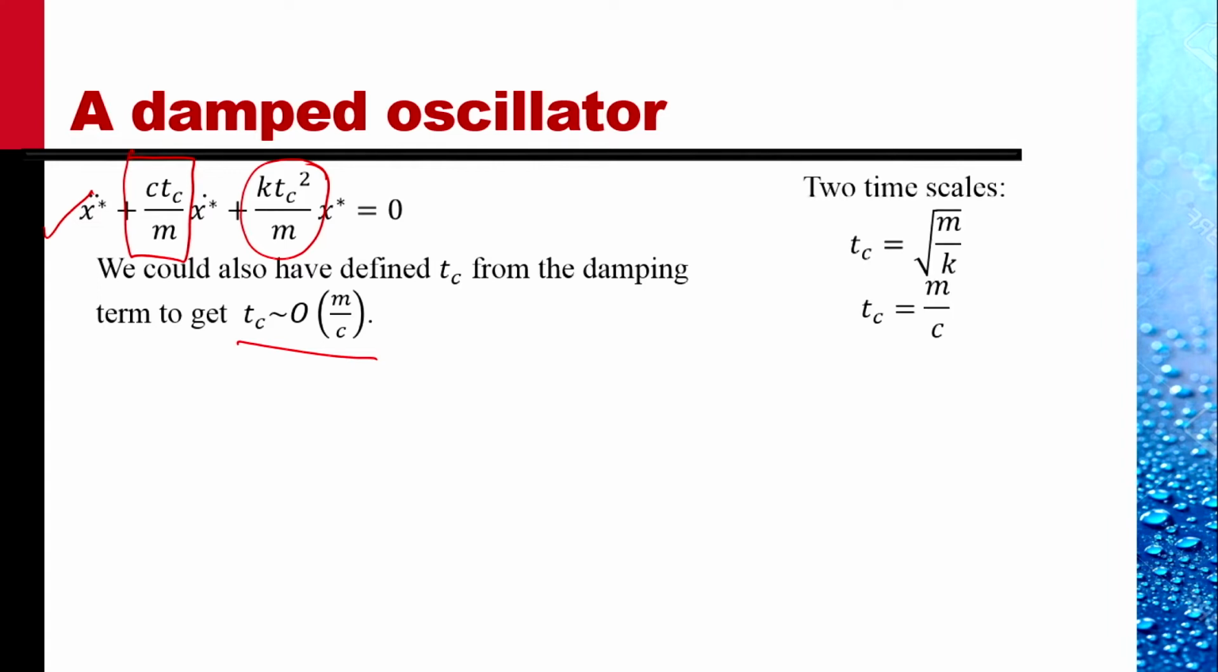So there really are 2 time scales in this problem. One time scale is under root m by k and the other time scale is m by c. What's the meaning of these 2 time scales?